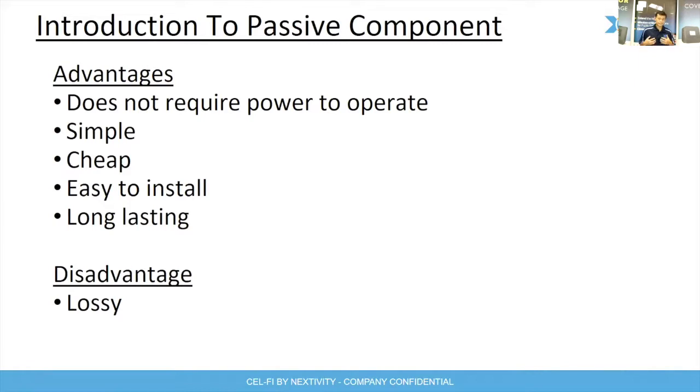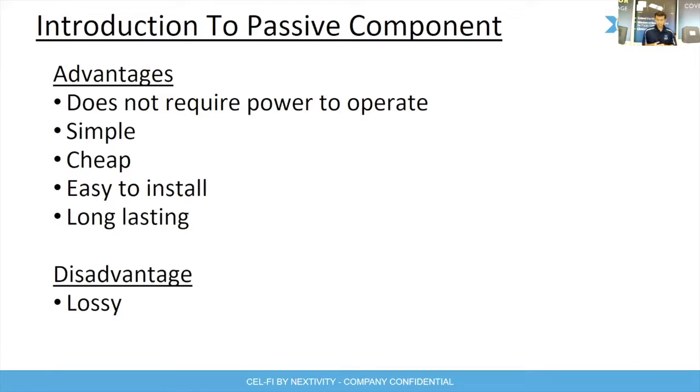They don't require yearly maintenance, yearly checkup. So that is actually a very, very important advantage. But every advantage has a disadvantage. For passive components, the main disadvantage is that they are lossy.